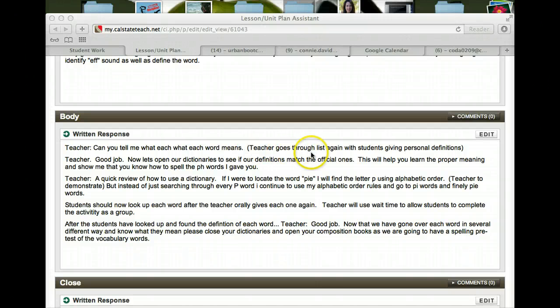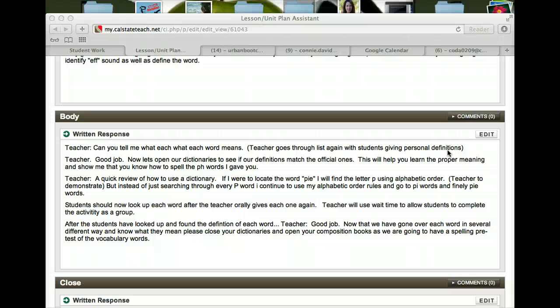So then you go through the definitions. The teacher goes through the list again, and students give personal definitions. Well, what if they don't know what the word is? What if I'm sitting there and I'm an EL student and I speak Mandarin, and everybody around me speaks Spanish, so they've seen this word, but I speak Mandarin. How are you going to reach me? How are you going to help me understand what this word is? You're telling me what it is isn't going to help frame that in my head.